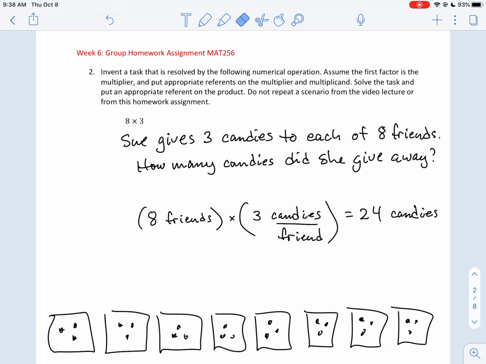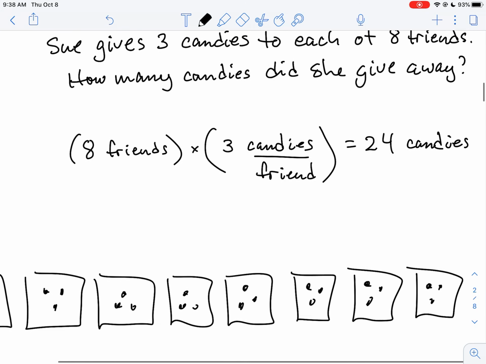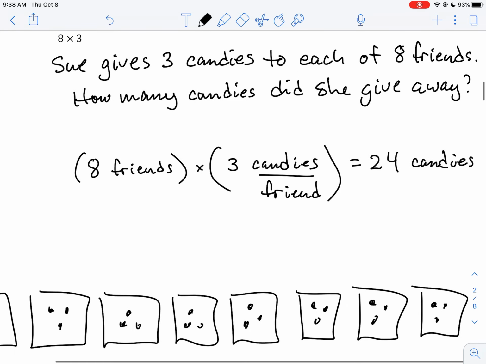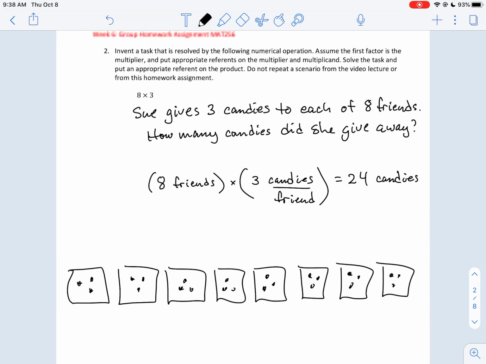And then solve the task and put an appropriate referent on the product. And so the answer is 24 total candies. And it's always good to answer questions with complete sentences. I didn't do that here, but I would have said something like Sue gave 24 candies in total away, or she gave 24 candies away to her friends, or something like that.